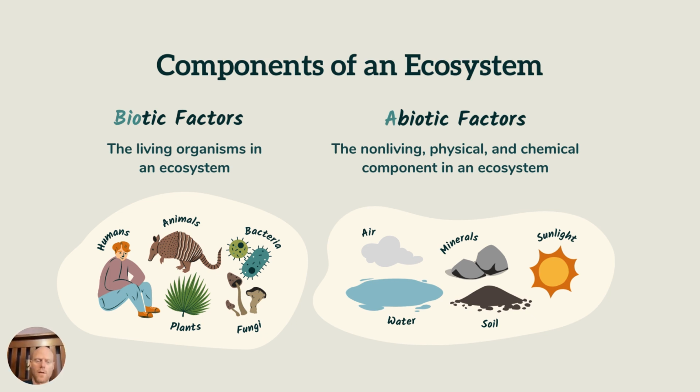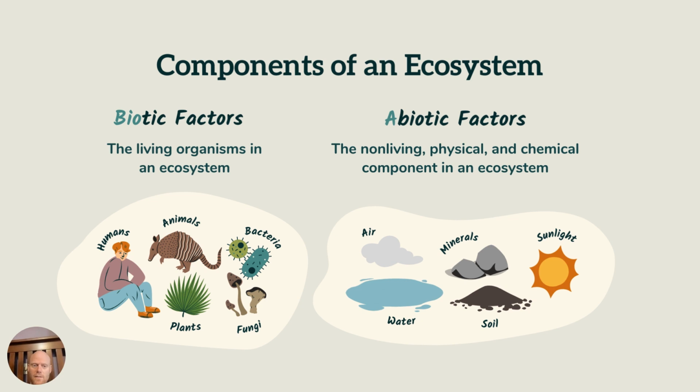All right, so now that we've talked about the different levels of organization in living systems, from the individual to the population, to the community, and to the ecosystem, we can talk a little bit more about a couple of words that we will encounter. In the ecosystem, there are two types of factors. There are biotic factors and abiotic factors.